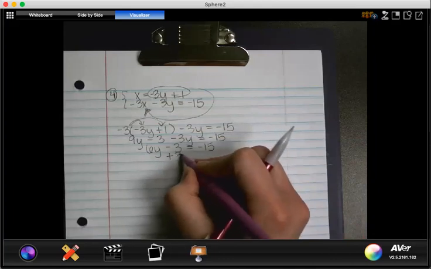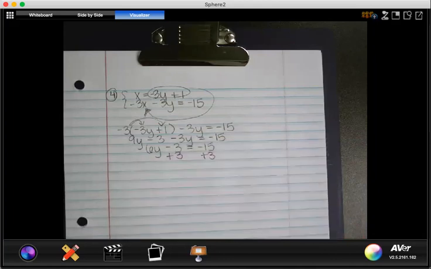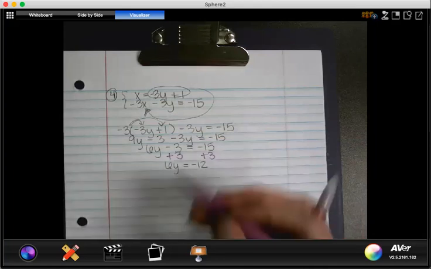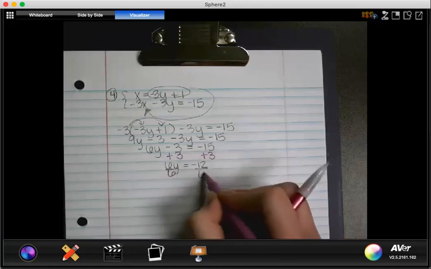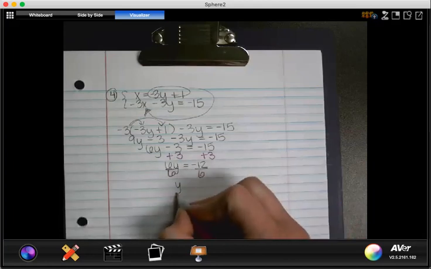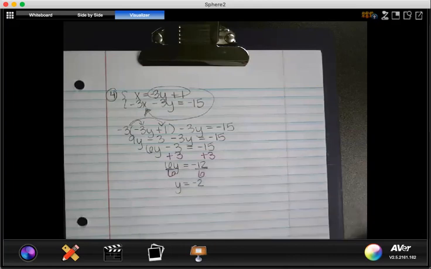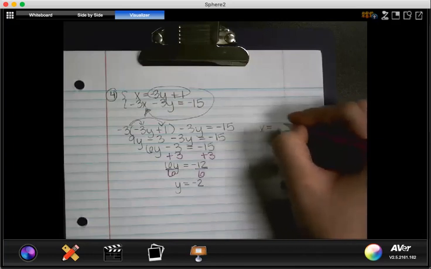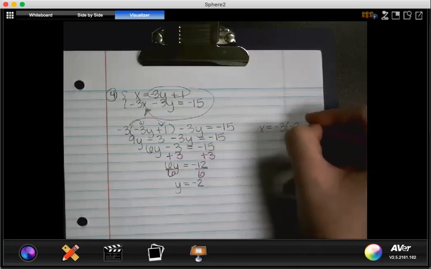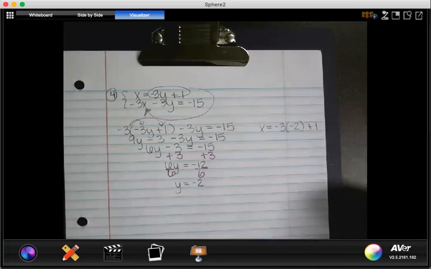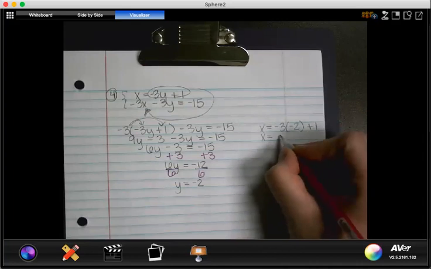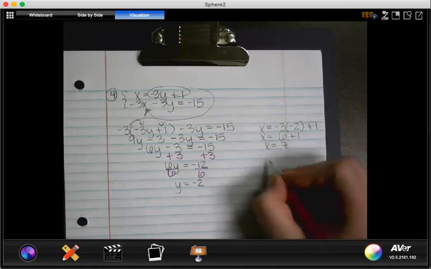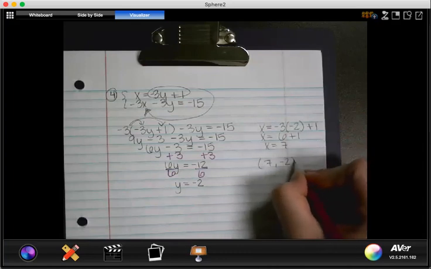Then we're going to add 3. So 6y equals negative 12. Divide by 6. And y equals negative 2. Then we're going to substitute in that negative 2. So x equals negative 3 times negative 2 plus 1. Negative 3 times negative 2 is positive 6. And 6 plus 1 is 7. So your final answer should have been 7, negative 2.